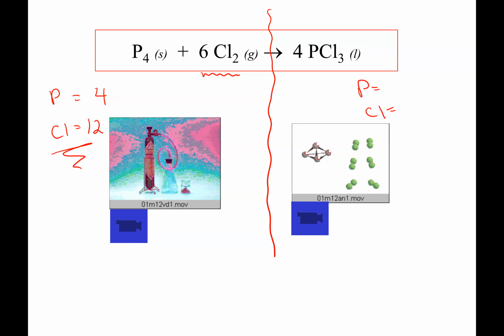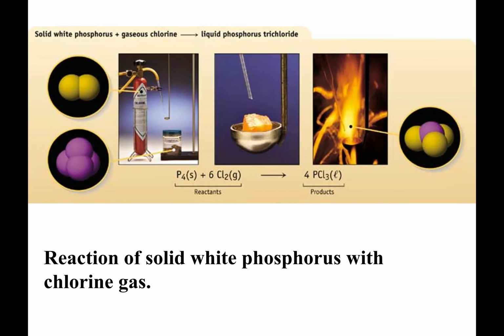So if it's balanced, I should have 4 phosphoruses and 12 chlorines on the other side. In this case, I have 4 units of PCl3. If I break it up into individual atoms, how many phosphorus atoms do I have? I have 4 phosphorus atoms, and how many chlorine atoms do I have? 12, yep. So that's just a verification that it is balanced. Okay, so that's what we're going to see. This is the same reaction we saw in still images. Yeah, very exothermic, a lot of heat evolved.